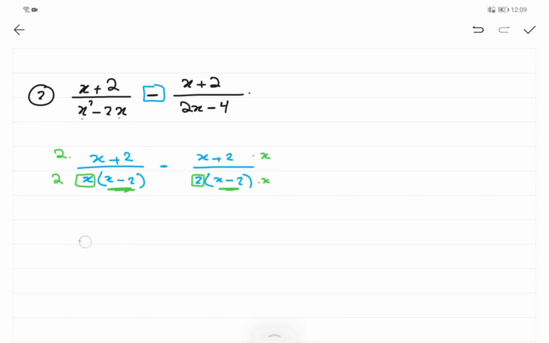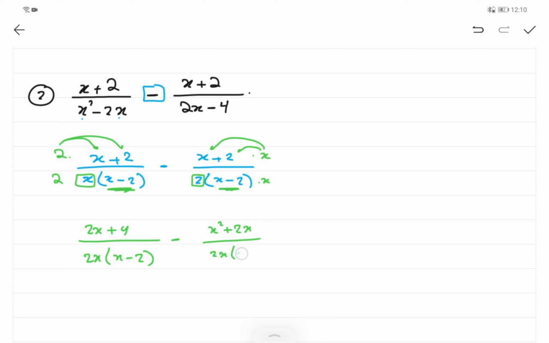So the first expression is going to be over 2x times x minus 2. This is the denominator. And the numerator becomes, distribute the 2, 2x plus 4, minus the second rational expression: x multiplied by x is x squared, x times 2 is positive 2x, and the denominator of course is 2x multiplied by x minus 2, we have the same.